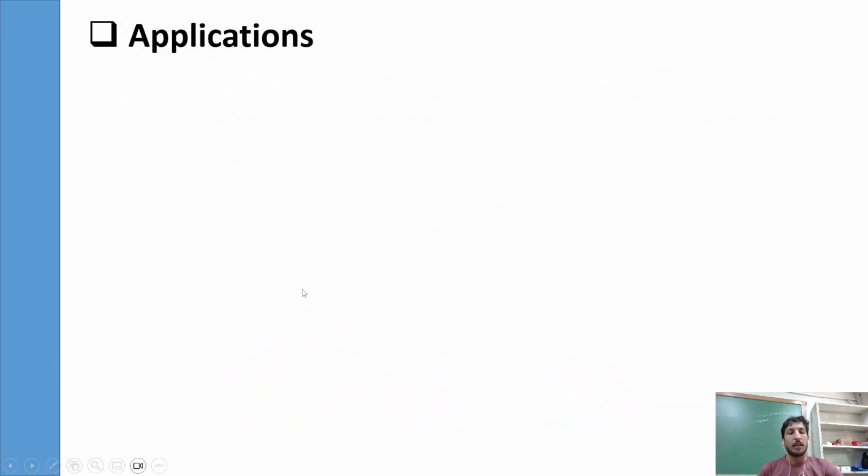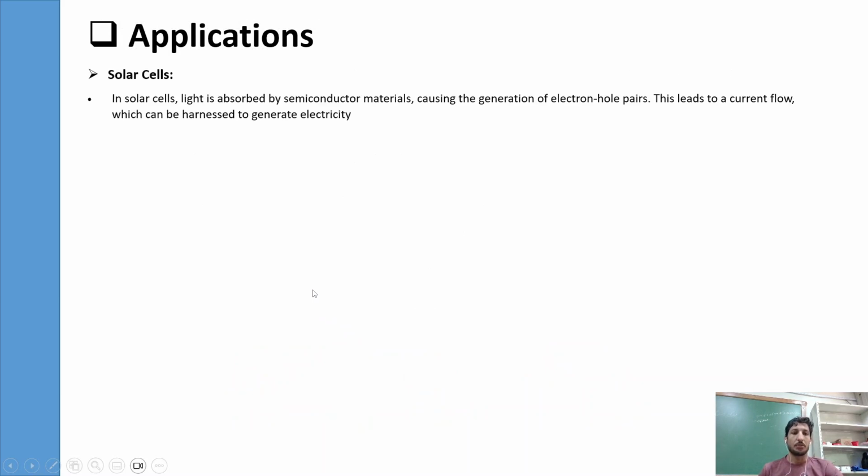Now, we have some applications. For example, the first one is solar cell. In a solar cell, light is absorbed by semiconductor material, causing the generation of electron hole pairs. This leads to current flow, which can be harnessed to generate electricity.